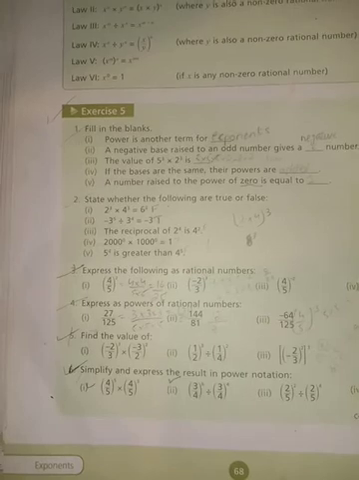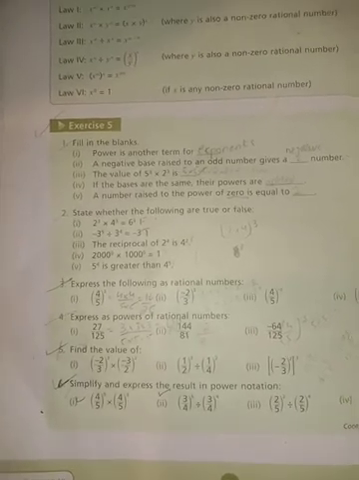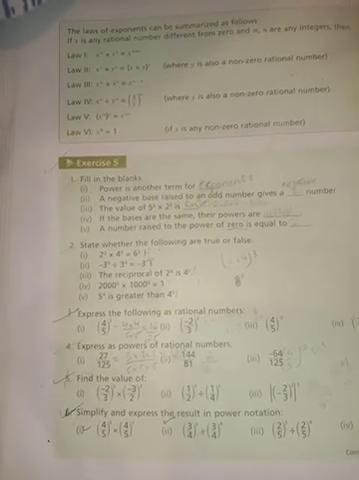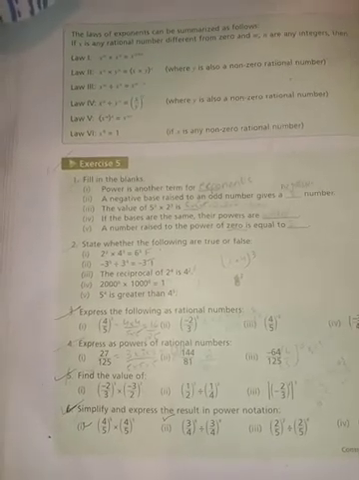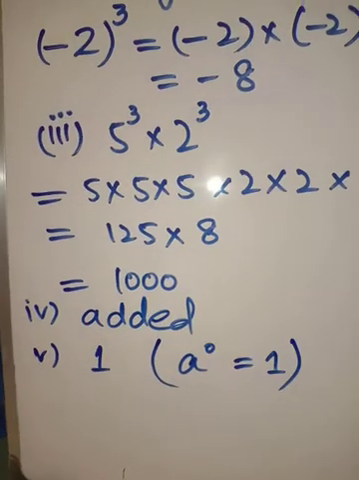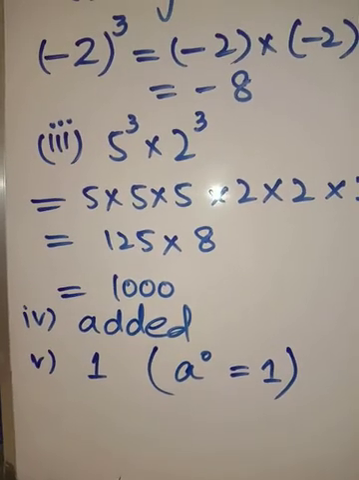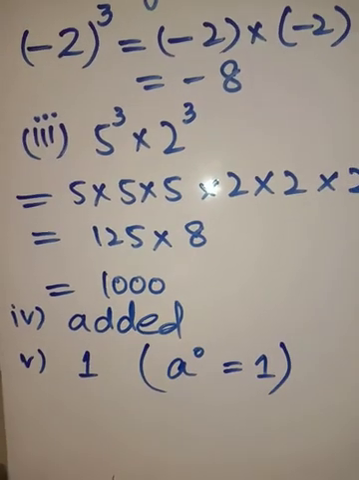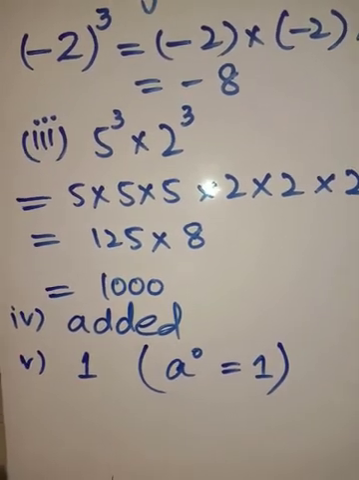In part 4, we have, if the bases are same, then powers are added, as you have read in laws of exponents. Now moving towards fifth part, a number raised to power of 0 is equal to dash. As we have learned that whenever a number is raised to a power of 0, the answer will be equal to 1. So you will write 1 in the last filling the blank.